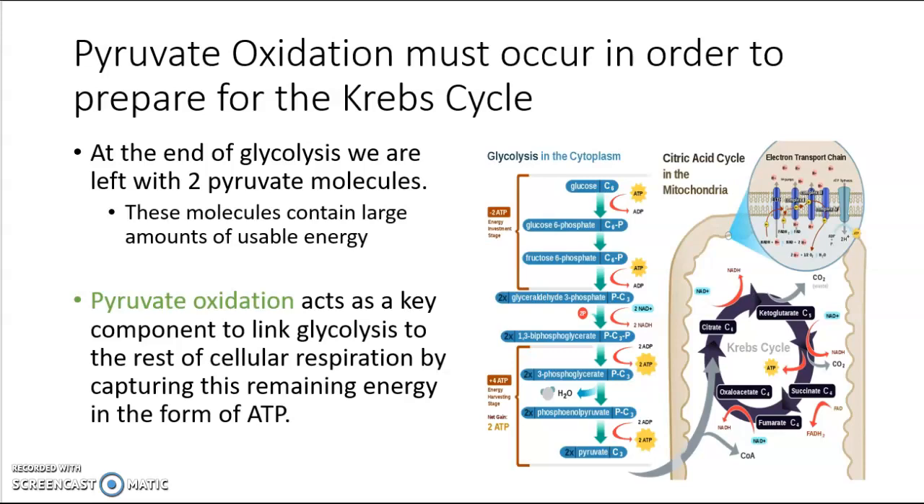At the end of glycolysis, we are left with 2 pyruvate molecules. Each of these molecules contain large amounts of usable energy. Pyruvate oxidation acts as a key component to link glycolysis to the rest of cellular respiration by capturing this remaining energy in the form of ATP.